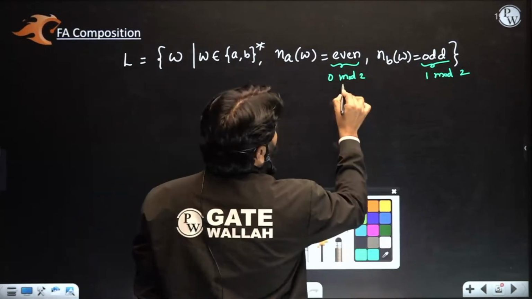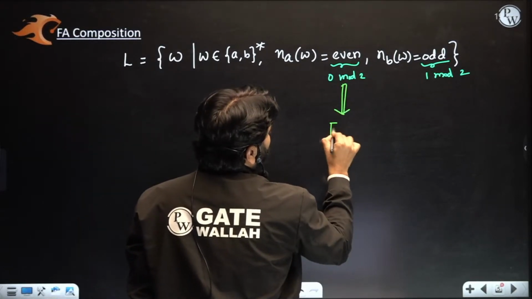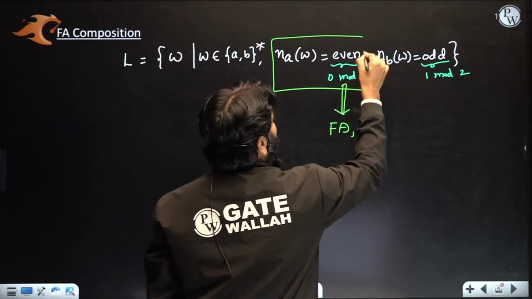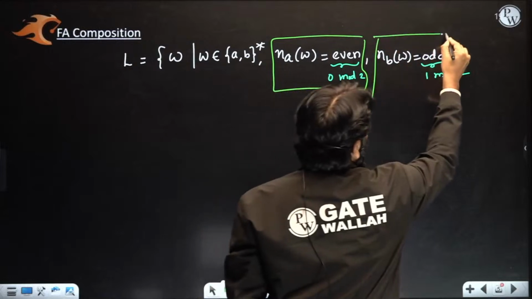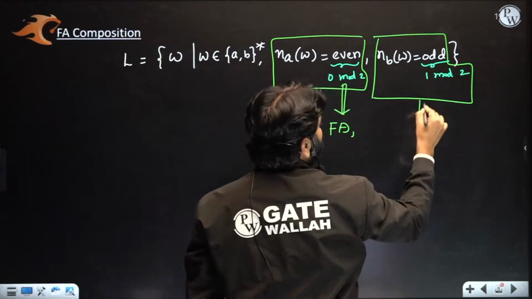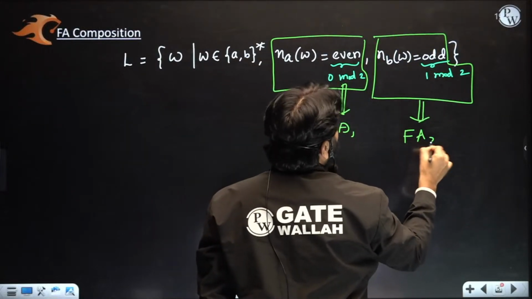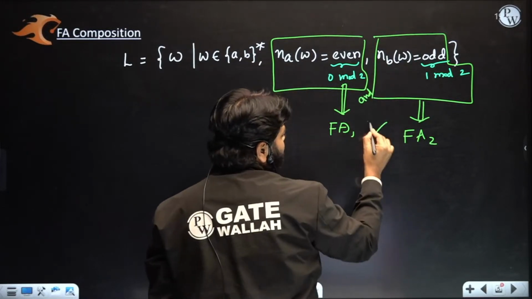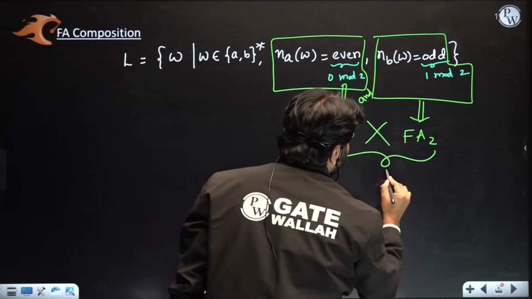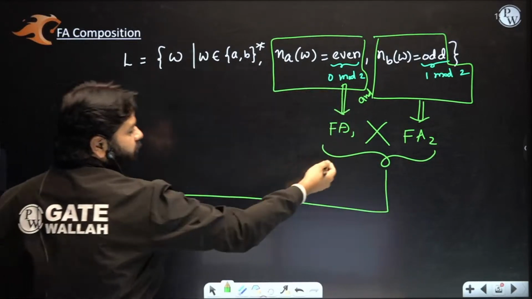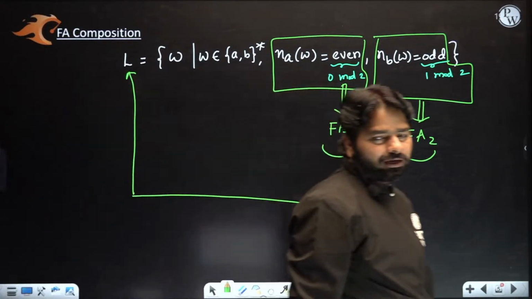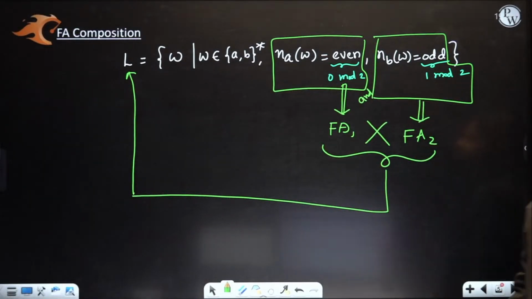Here we design a finite automata for only this condition first, and then we will design a finite automata for this one, and here you want to combine, right, AND relation you have here. So we do Cartesian product with these two machines to get the finite automata. Of course, the result will be a finite automata for the language L. Is that clear? How the finite automata composition works?